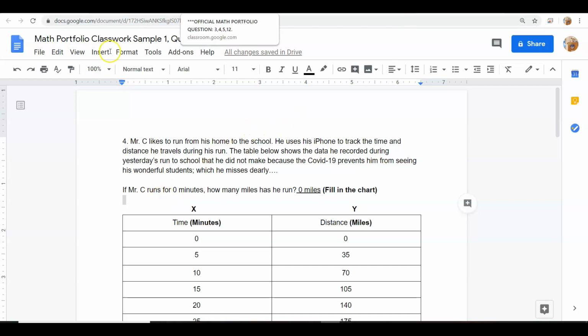Hey guys, back with the last question for your classwork sample one. So this is question number 4.